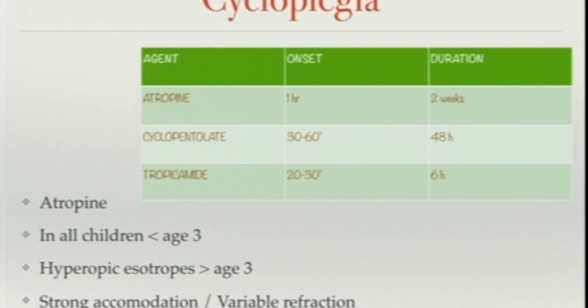So cyclopentolate, the onset of action is within 30 to 60 minutes and duration is 48 hours. This is what we most commonly use for first time refraction in any child older than 3 years. We apply it 2 times at a gap of 20 minutes and then followed by 1 drop of tropicamide, and then we can do the refraction. In any older child, for repeat refractions, we can use tropicamide.